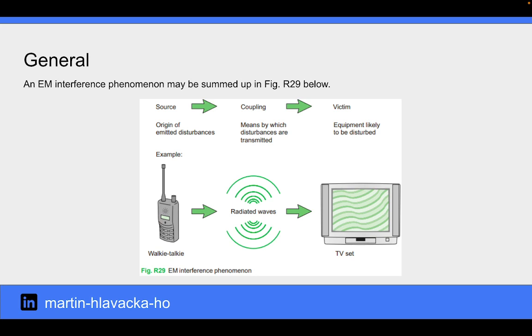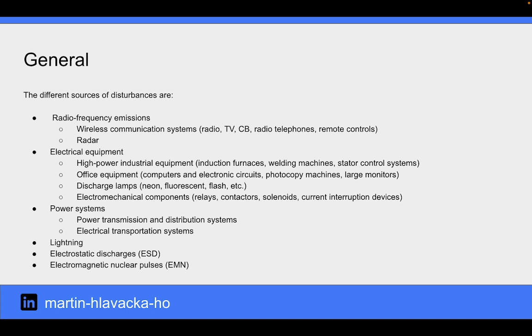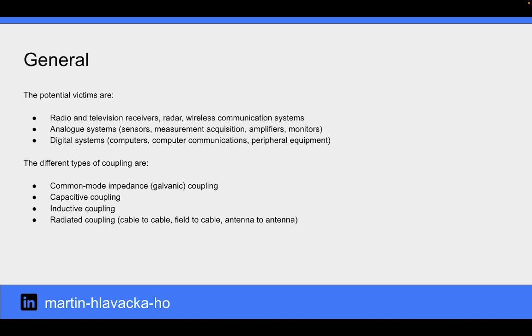The different sources of disturbances are radio frequency emissions, electrical equipment, power systems, lighting, electrostatic discharges, electromagnetic nuclear pulses, for example. The potential victims are radio and television receivers, radar, wireless communication systems, analog systems, digital systems. The different types of coupling are common mode impedance coupling, capacitive coupling, inductive coupling, and radiated coupling.